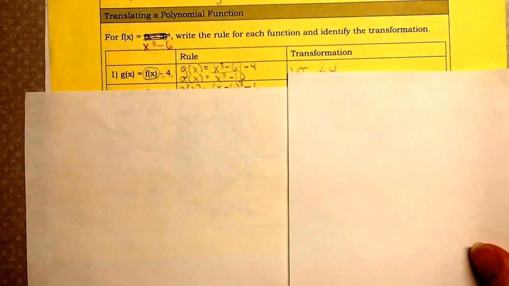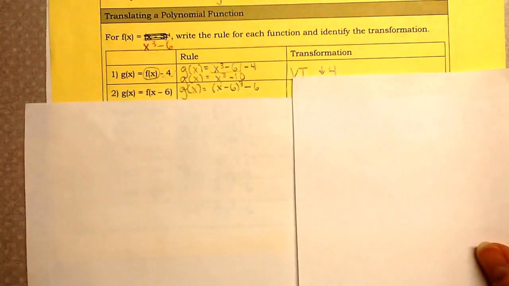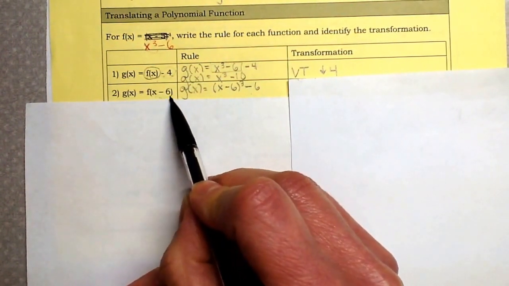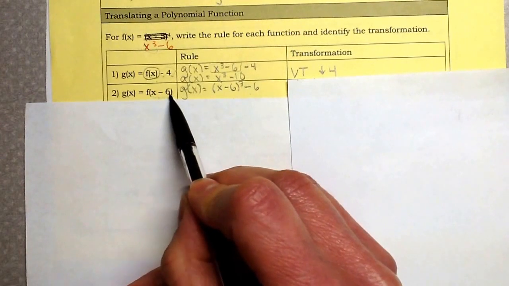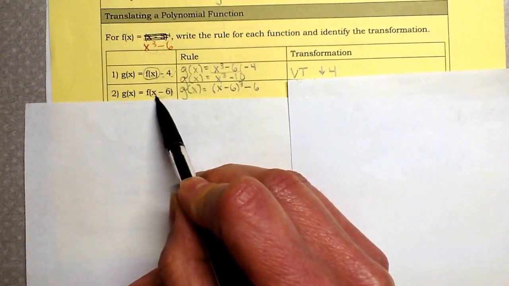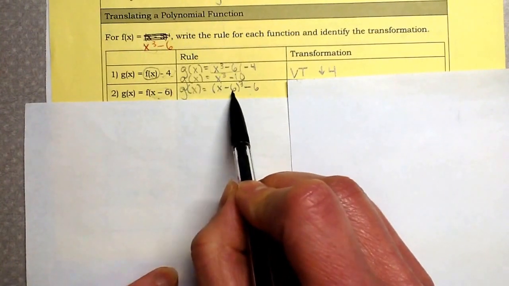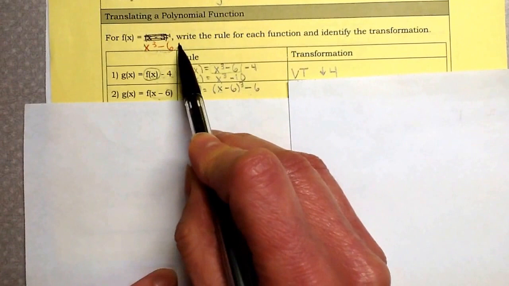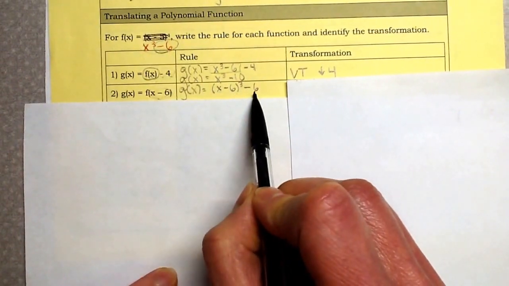The next one that we have here is inside with the x. So that is a horizontal transformation. We're doing exactly what they're saying. They're saying go to where the x is, and we change the x to make it x minus 6. We're going to cube that, and then the minus 6 is the rest from this function right here. So we're going to add it on there.